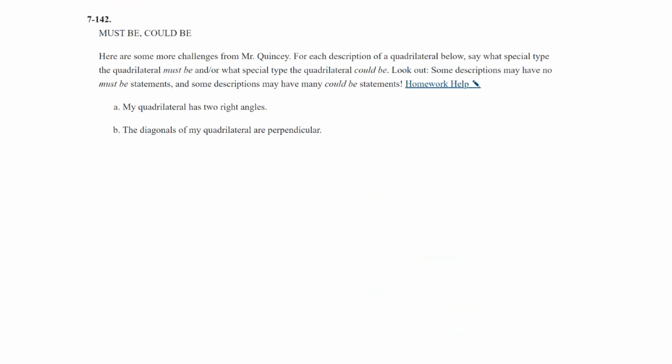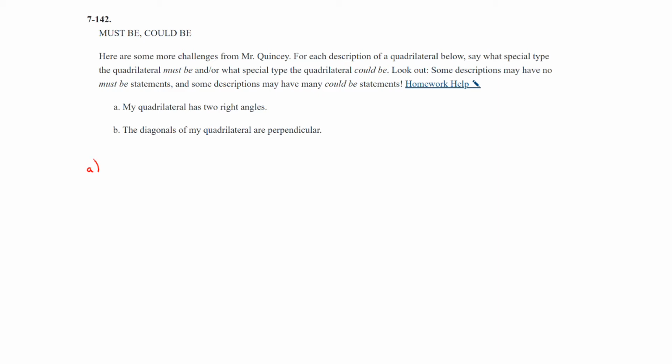Question 142. Must be, could be. Here are some more challenges from Mr. Quincy. For each description of a quadrilateral below, say what special type of quadrilateral it must be or what special type of quadrilateral it could be. Look out, some descriptions may have no musts and some descriptions may have many coulds. So in part A, my quadrilateral has 2 right angles.